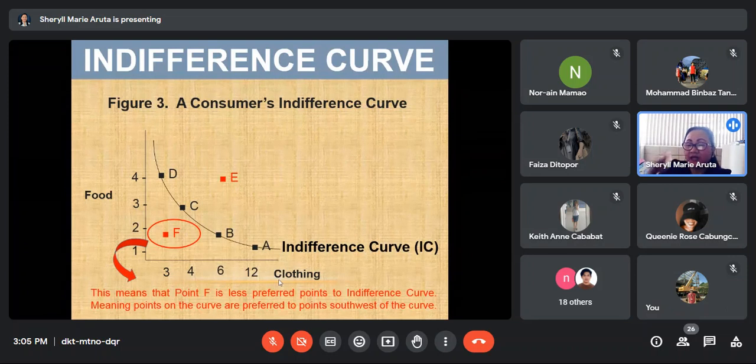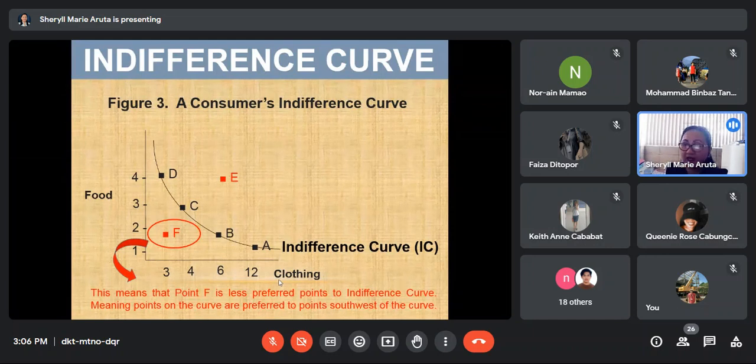So that means all points below the indifference curve are goods or combinations of goods with lesser satisfaction. Those points lying above the indifference curve are points that will give us greater satisfaction. However, if we link it with our income, these are points that are unattainable because we have limited income and the price should be considered when you buy goods and services.